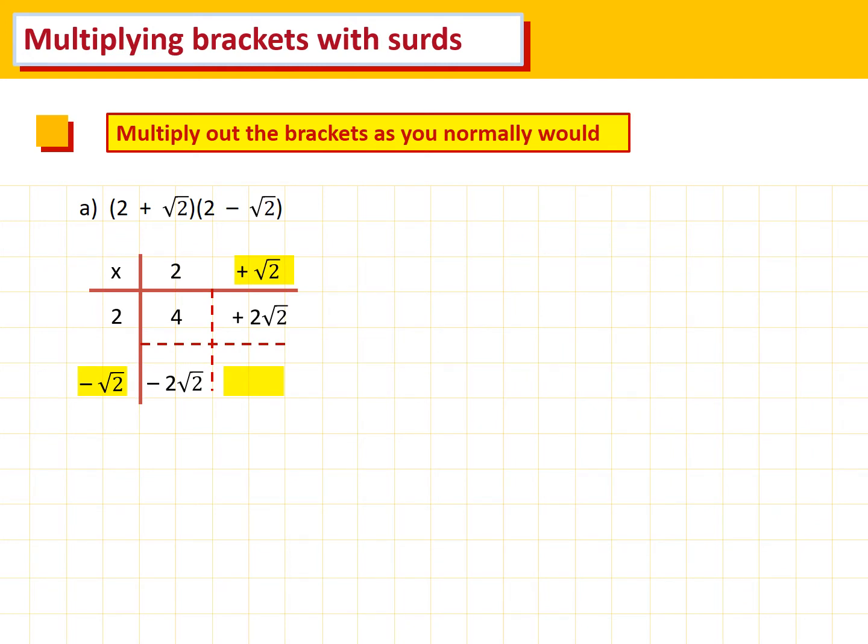Well, a negative times a positive will give us a negative, and root 2 times root 2 is root 4, and root 4 is just 2. So our final entry there is negative 2. Putting all that together, we obtain 4 subtract 2, which is 2, and then positive 2 root 2 subtract 2 root 2. So the root 2's cancel out. Therefore, our final answer is just 2.